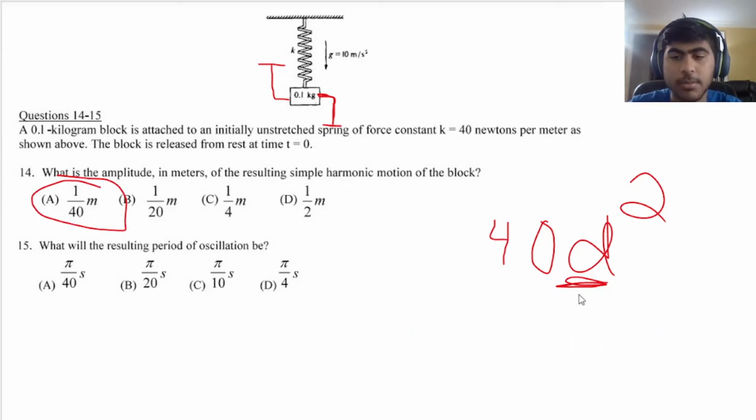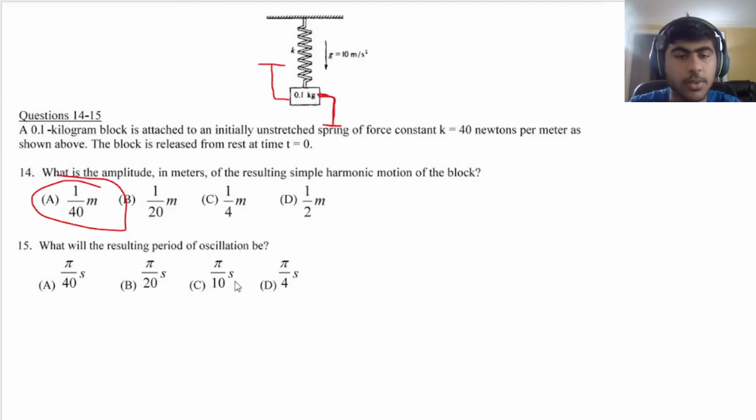All right, let's keep going. Let's use the same principles on the next question. The resulting period of oscillation, that's what we're asked for now. Well, we have this spring, right? And that's going to be 2 pi times the square root of m over k.